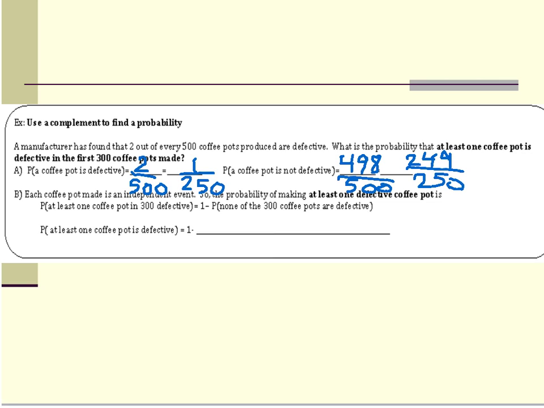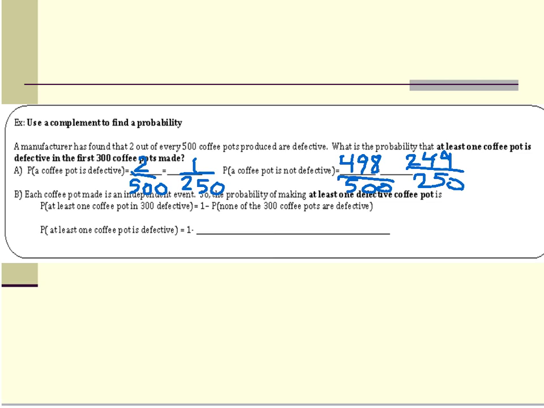So part B here, each coffee pot made is an independent event. So the probability of making at least one defective pot is the probability of at least one coffee pot in 300 being defective. So we can do 1 minus the probability that none of the coffee pots are defective.